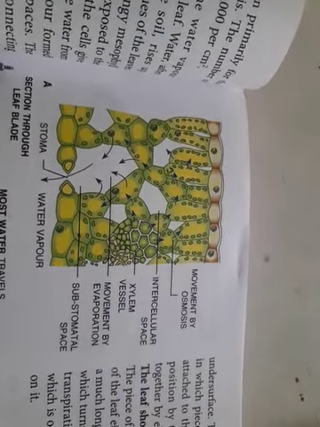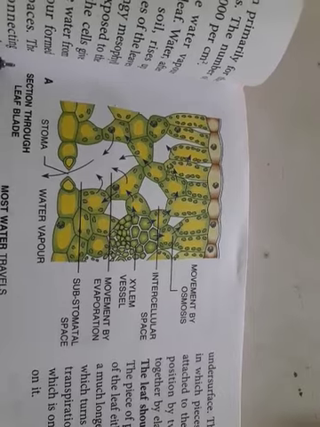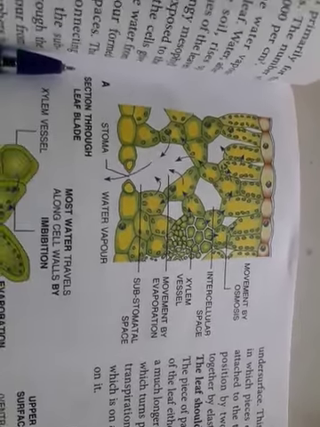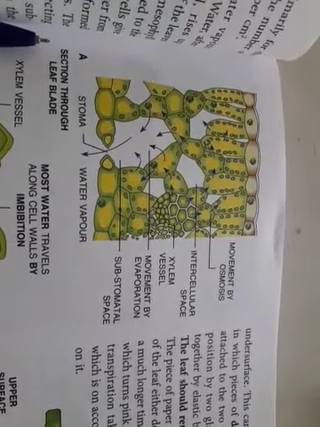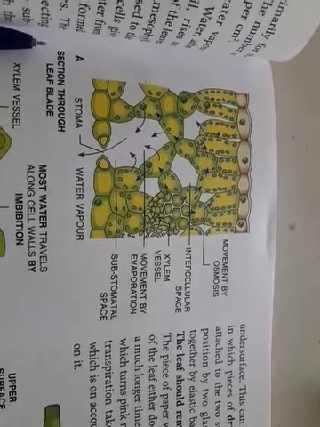Now the cell sap, what is a cell sap? The vacuole which contains water, right? This cell sap will be exerting a turgor pressure. You know what turgor pressure is? It is the pressure exerted by the cell contents on the cell wall, right?